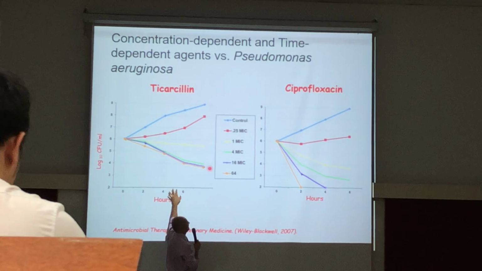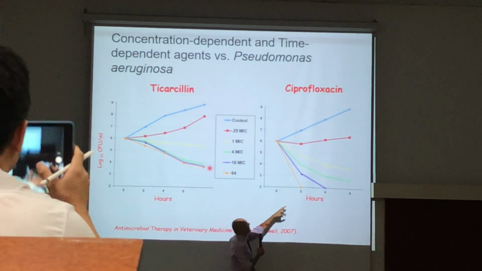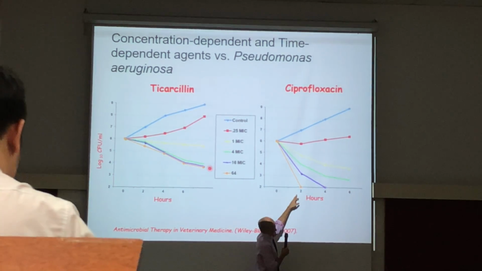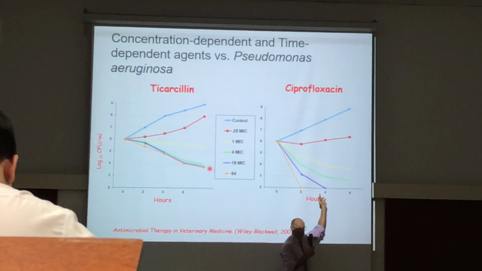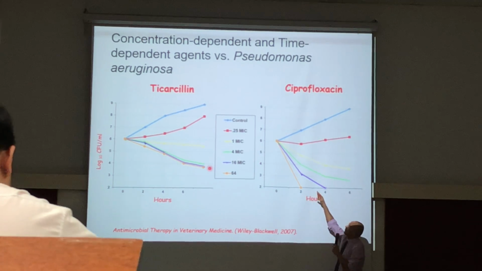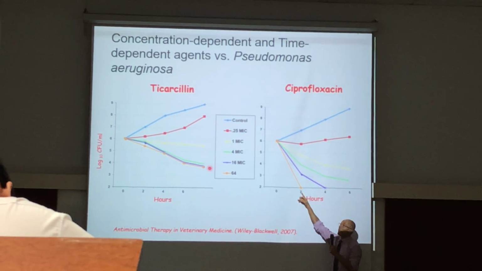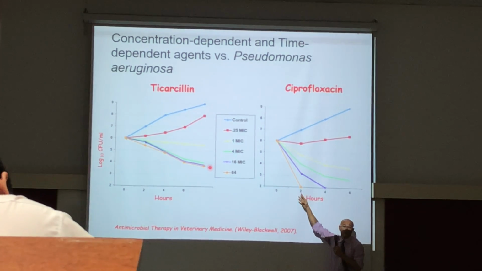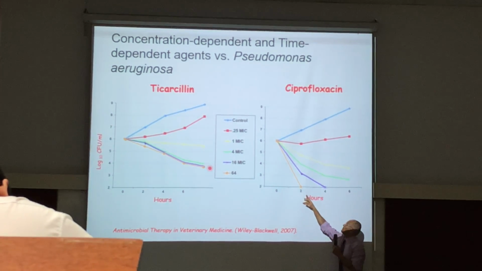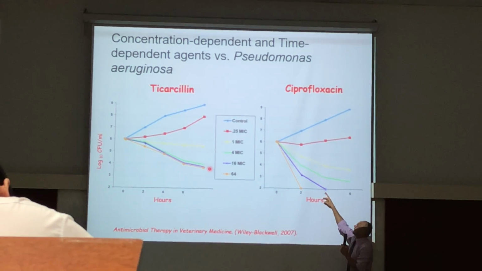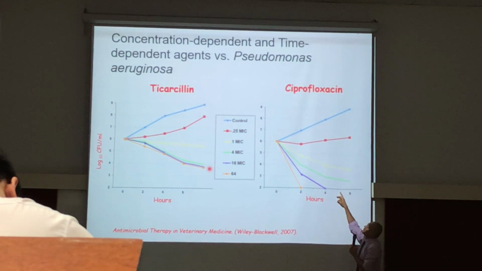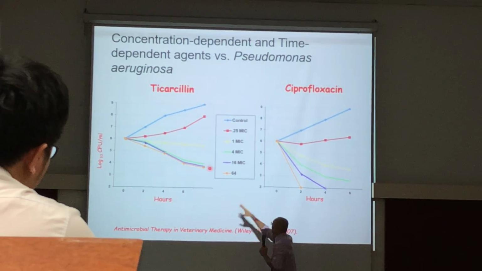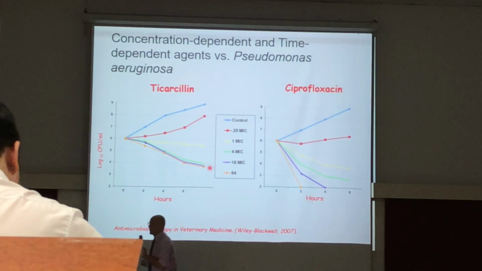And you can clearly understand from here. This is the same experiment, but as you can see from the graph, the time is important, but the concentration is also important, because 64 generates the destruction, the killing of bacteria, much more than 16 mg, much more than 4 mg, and so on. So this is concentration and time dependent.